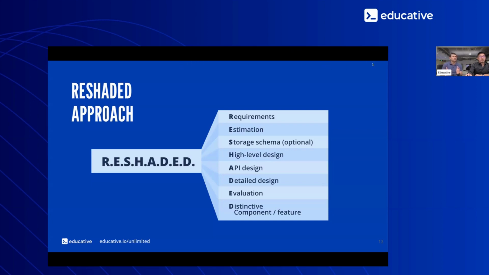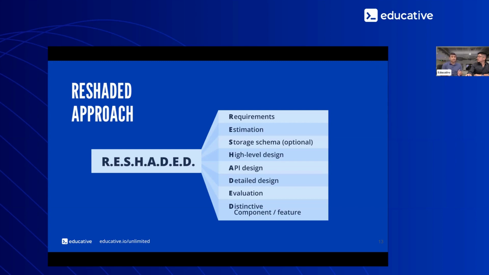And then the conversation will move into the evaluation phase, where you're evaluating different pros and cons of different approaches. You're evaluating whether, if the requirements change, you would need to change the system, or what the potential bottlenecks in the current design are and what future changes you may want to make as your system evolves. And at the end, we have this distinctive component or feature at the end of RESHADED, which is there because some designs require very specific nuanced components.